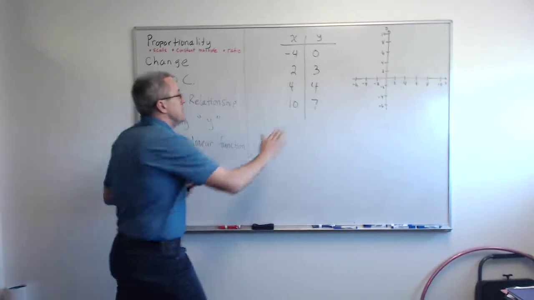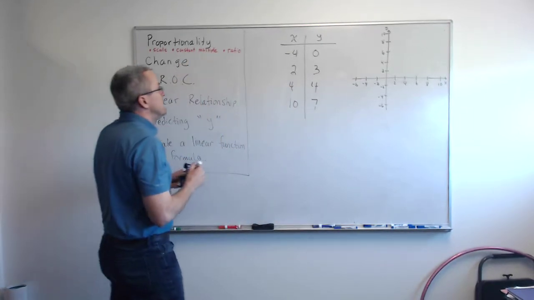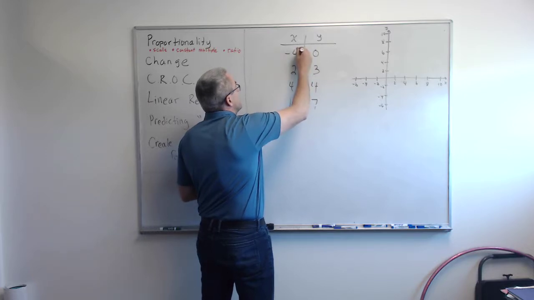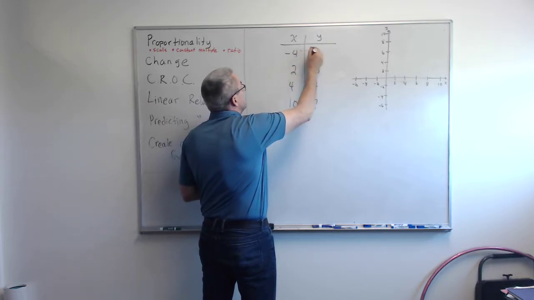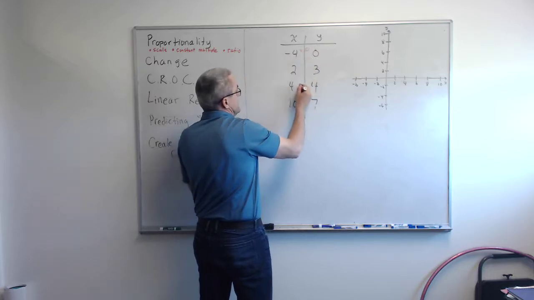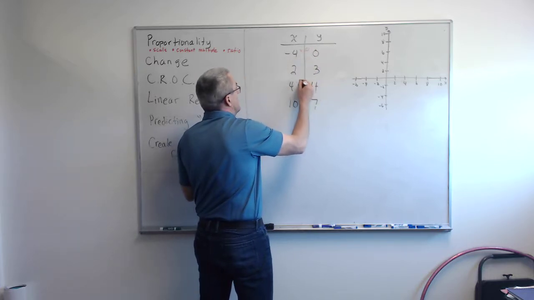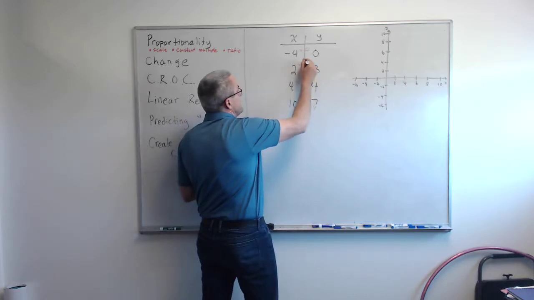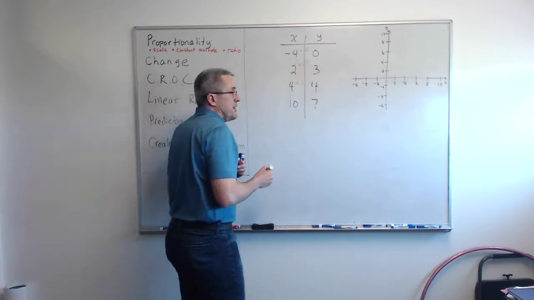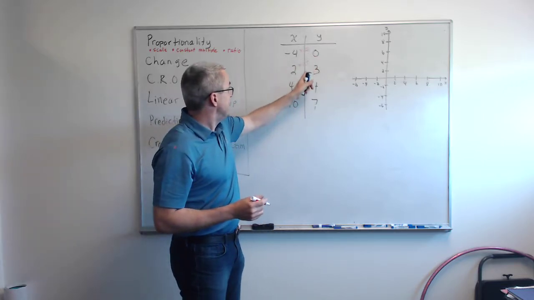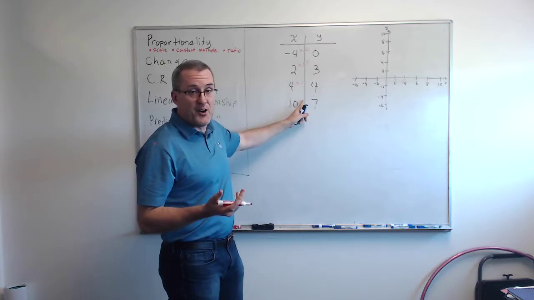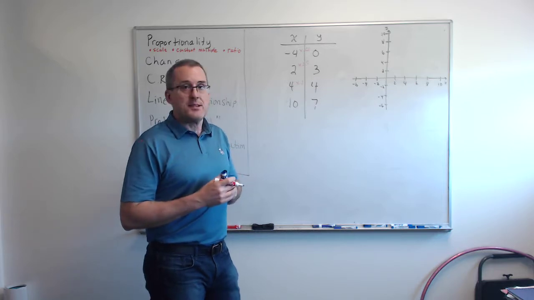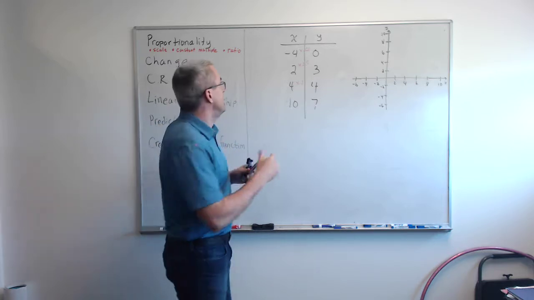We can also see it looking at what we call the constant multiple, and that is to look this way, to look at the relationship between x and y. So 4 times something would be 0. Well, 4 times 0 would be 0. Let's jump down here. 4 times something would be 4. Well, 4 times 1 would be 4. We can do this one. 2 times something would be 3. 2 times 1.5 would be 3. Notice we are not seeing a constant multiplier between the corresponding x and y's. So this is not a proportional relationship.